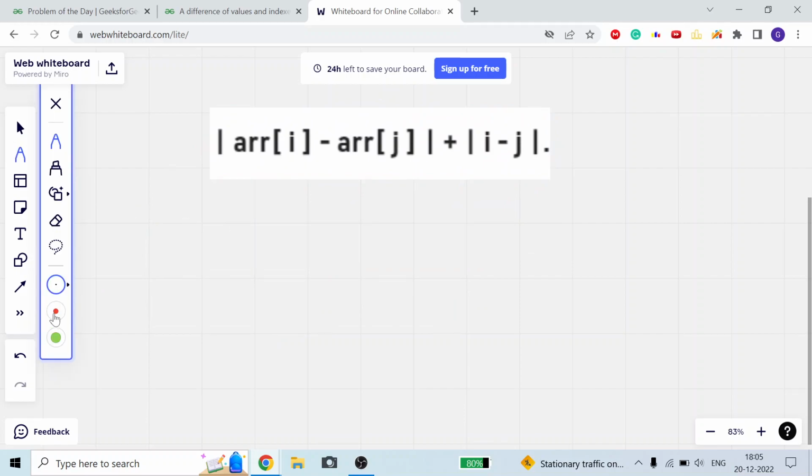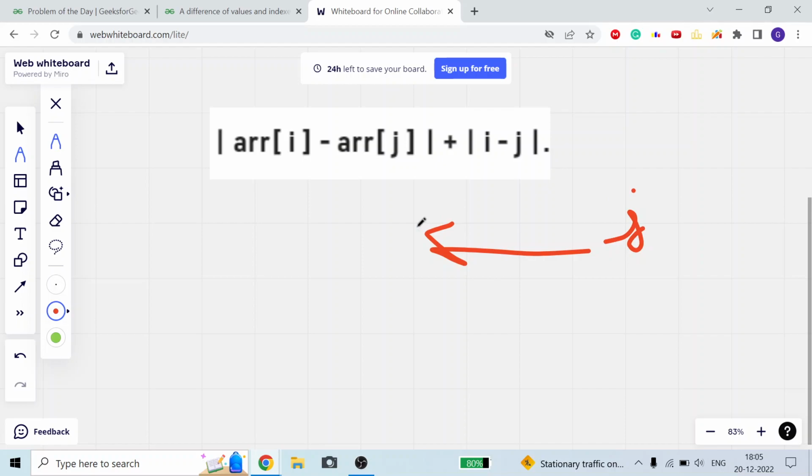Now guys, we know there is a difference between i and j, and i and j can be fixed. Why fixed? Suppose I am here, this is i, this is my j, then I know my j will always be greater than i. So I will run a loop from backward, so that I know my j will always be greater than my i.